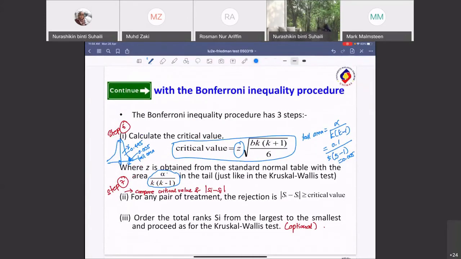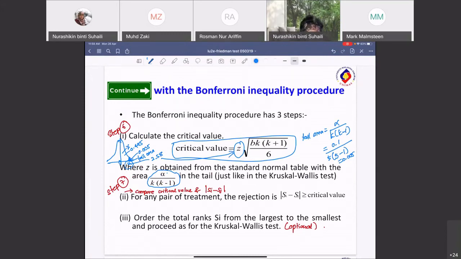So this Z value is 2.58. And this is the value that you need to plug into this formula. And that's how you get the critical value. Okay, now that's the critical value.